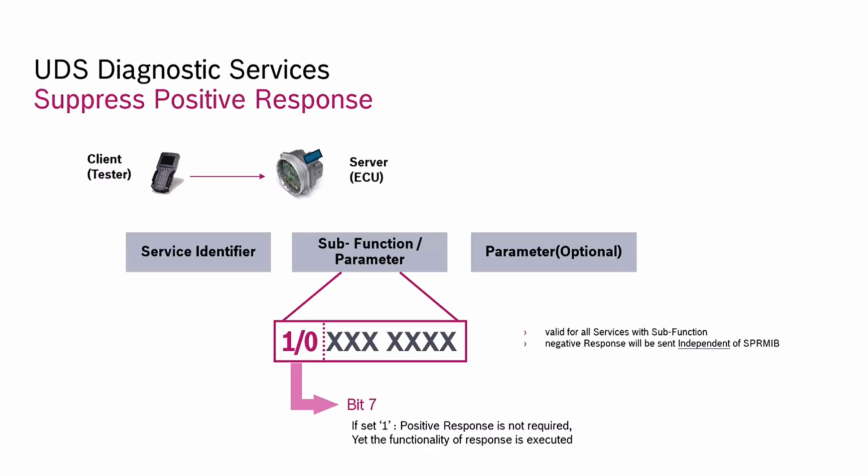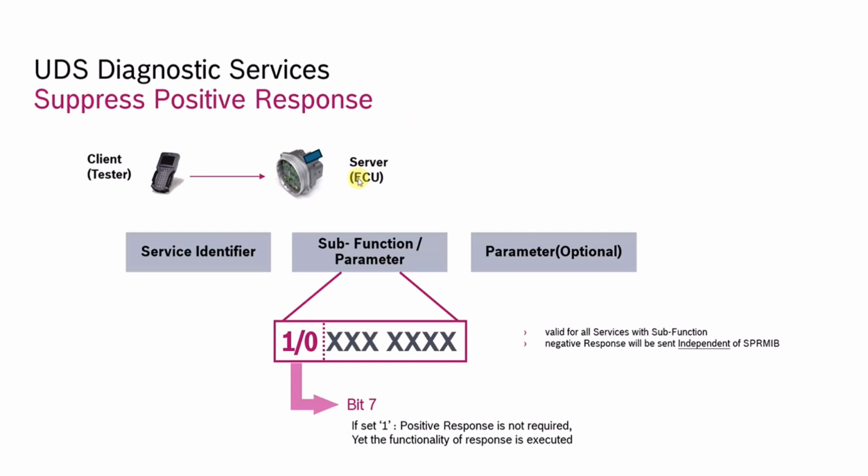So in some situations, we only need to perform the task, but we have no need of any positive response. If you requested some task to be performed by the ECU and you don't want a response, only want the task to be done, it helps reduce the bus loading. So I want a task done, but for that particular task I don't need any response. For that, we have a mechanism called suppress positive response.